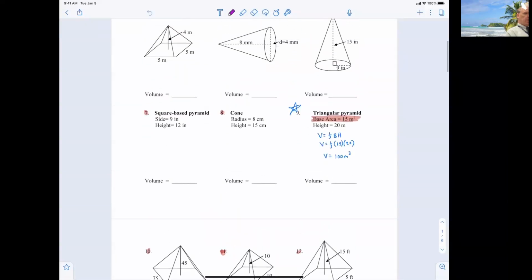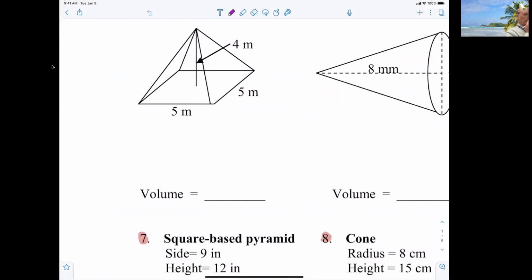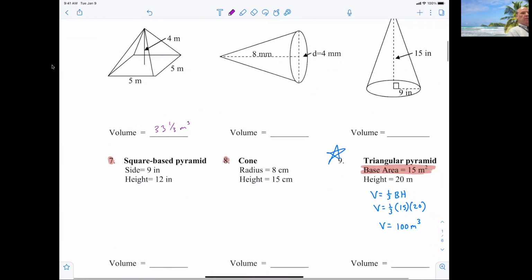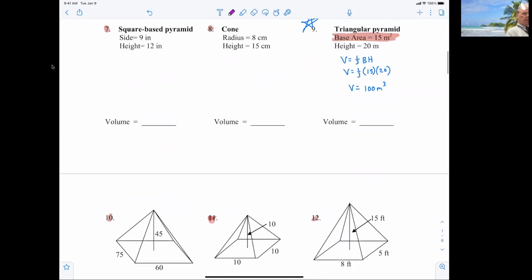Let's take a look quickly at, I'll tell you the answer I got. What did you get? I got 33 and 1/3. Yes, 33 1/3 cubic meters. That's the answer. Does anybody else have anything here? Good for you, Evan. Number 8. All right, so let's take a look at number 8.